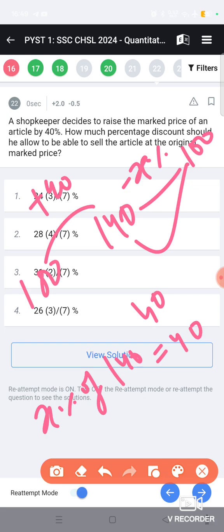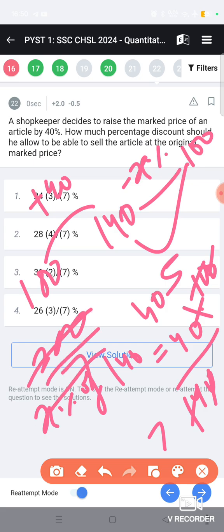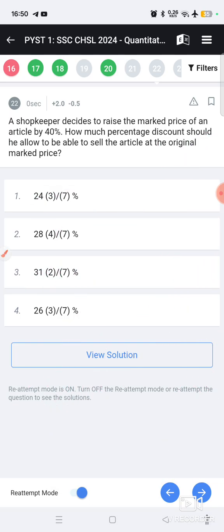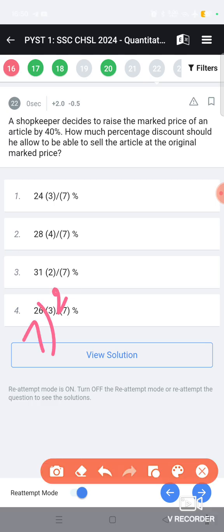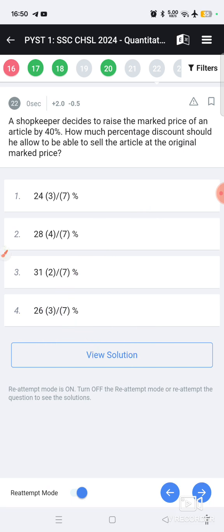So 40 into 100 divided by 140. 0 cancel. 7 5 and 5 into 4, it means 200 divided by 7. 7 2s are 14. Just a second. 200 divided by 7. 7 2s are 14. Okay, this is the answer.